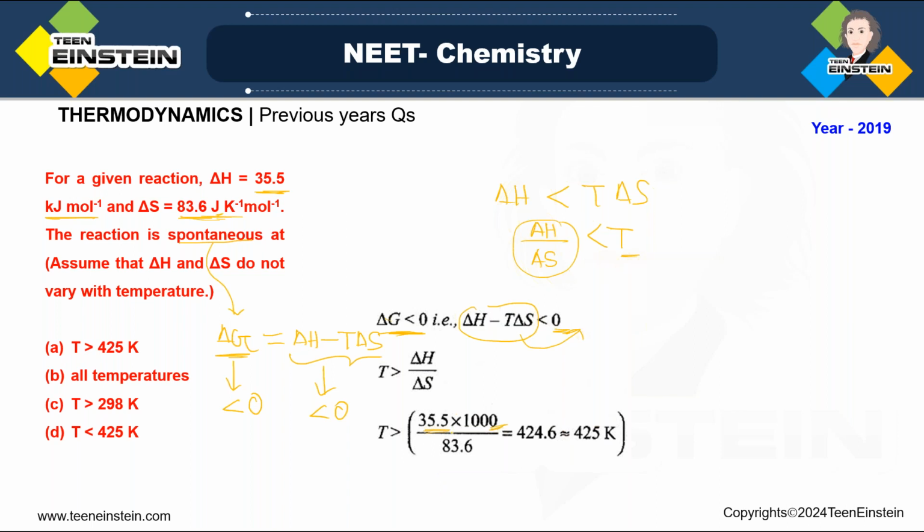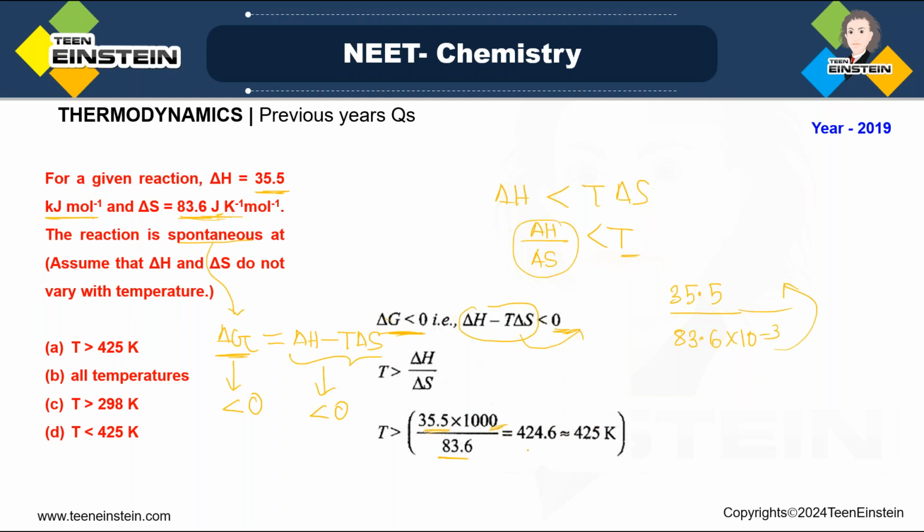And you can also do the reverse process. That is, you can keep 35.5 as it is, and multiply 83.6 by 10 to the power minus 3. But that will also do the same thing. What I am saying is, suppose you have written the del H value in kilojoule unit, and you are converting the del S value to kilojoule unit. That also means the same thing, because ultimately it will be 10 to the power 3, right?